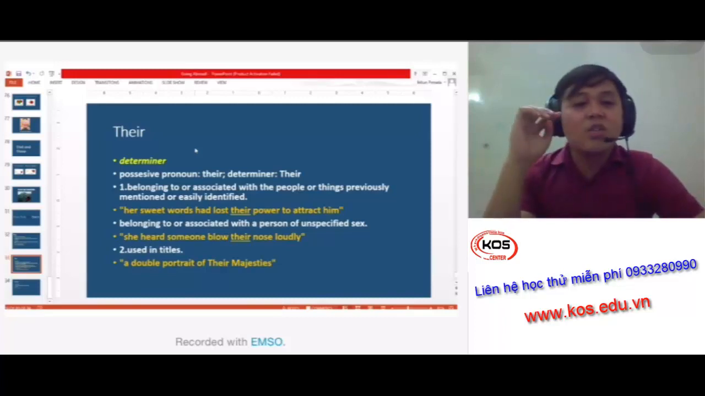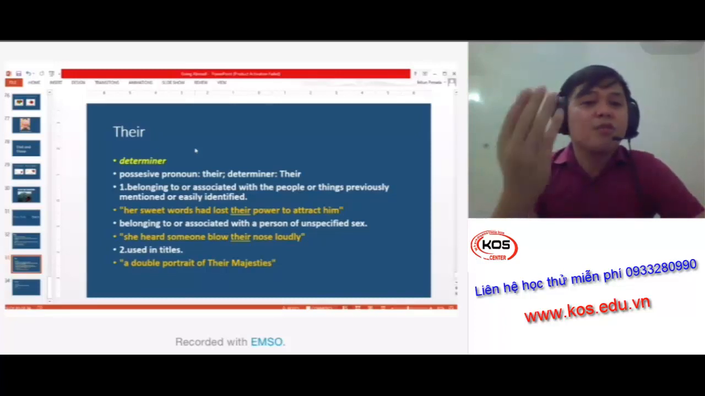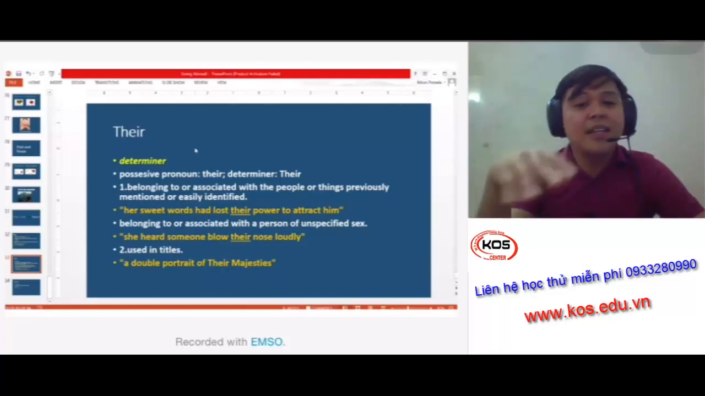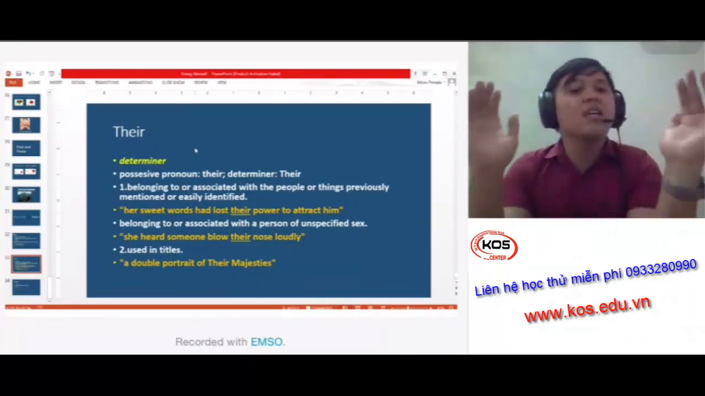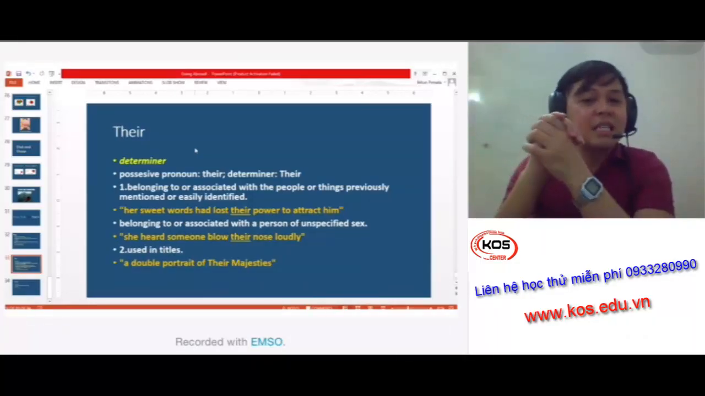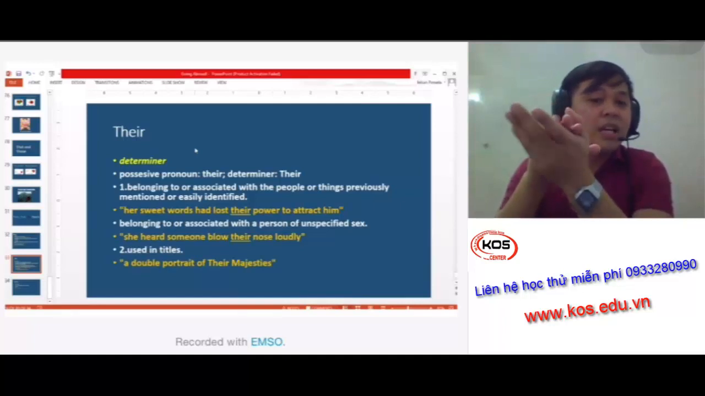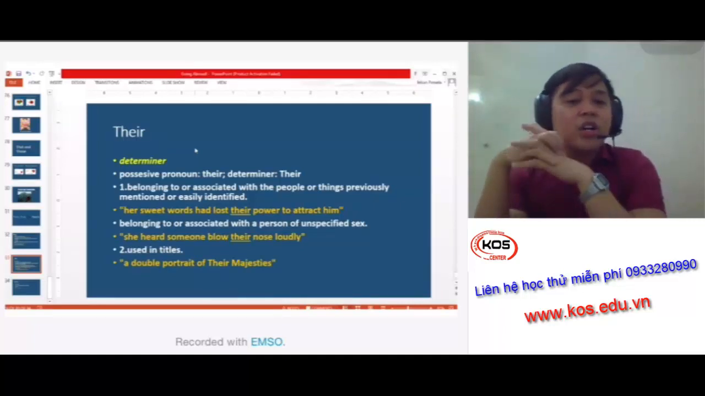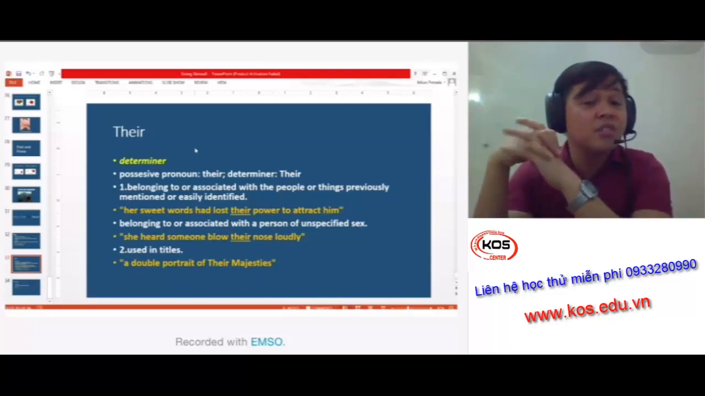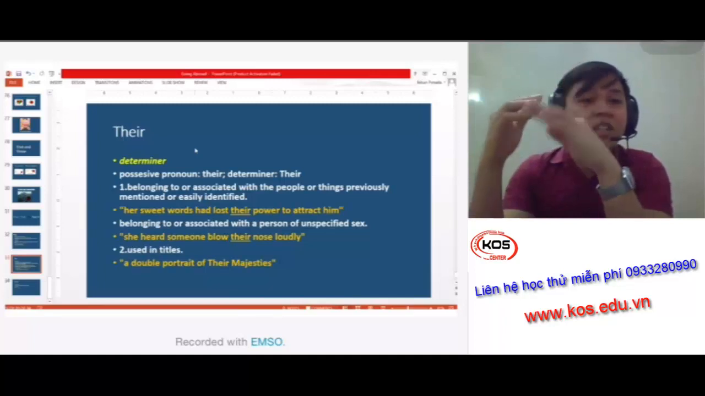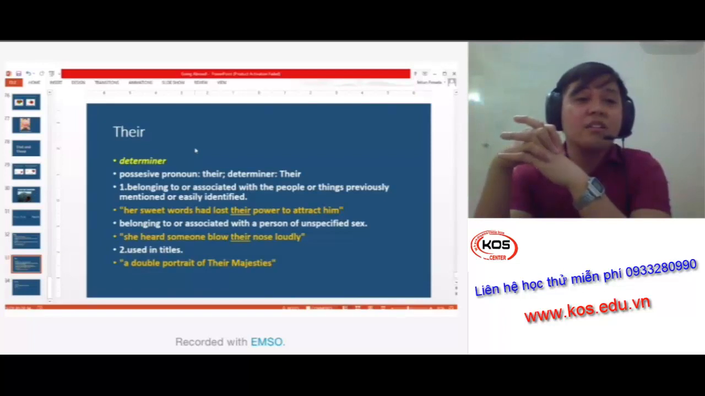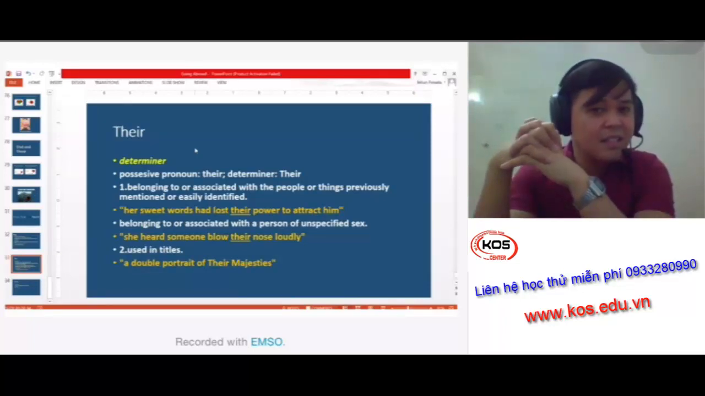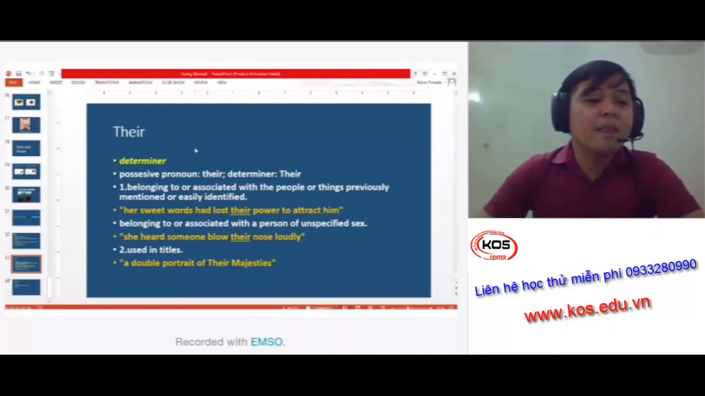Okay, and then used in titles. So for example, for queens and kings, you can say a double portrait or a painting of their majesties, the queen and the king. Okay, or if you have presidents of the country, and a lot of them are present, then you can say their excellencies. Okay. All right, let's move on.